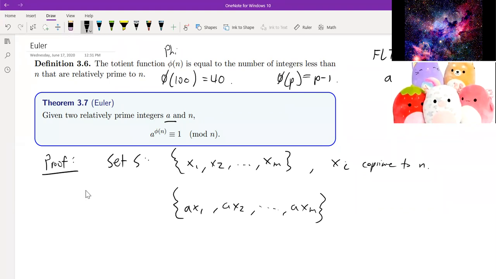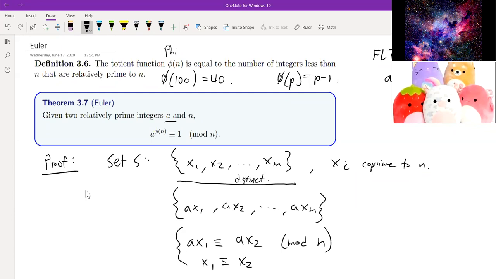And furthermore, we can actually show that all of these numbers are distinct, meaning that we're not going to have something like ax1 congruent to ax2 mod n. So nothing like this will ever happen, and that is because a is co-prime to n. If we multiply by the inverse, we have that x1 should be congruent to x2. And when we define set S, we're assuming all of these are distinct. So by this statement we show that all the numbers in this set are also distinct. Let's call this set S prime, meaning changed S.